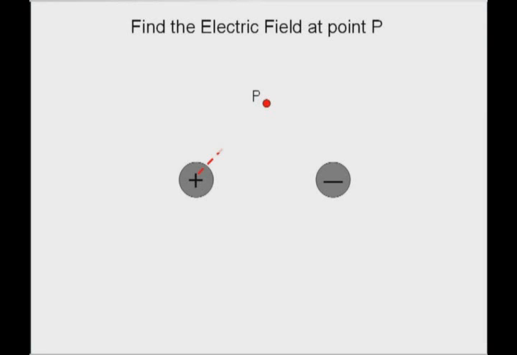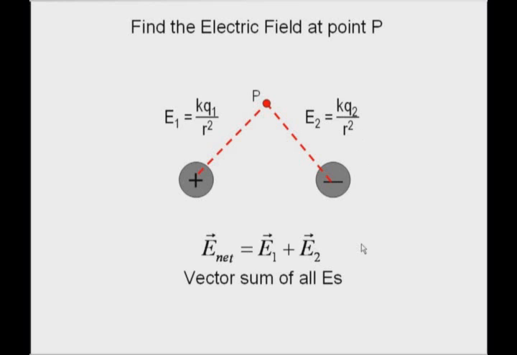We're also looking at how to find the electric field at a point. We're going to measure this distance to the first charge and use kq over r squared. Then we measure the distance to the second charge and use kq over r squared. And it's the vector sum of these two fields that makes the total field at P. Today I want to show you what that looks like.